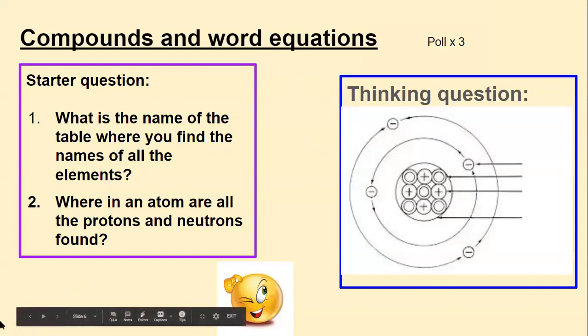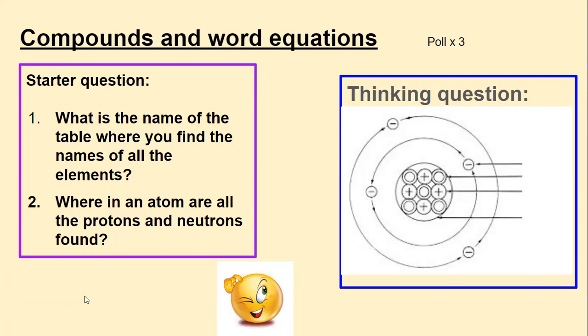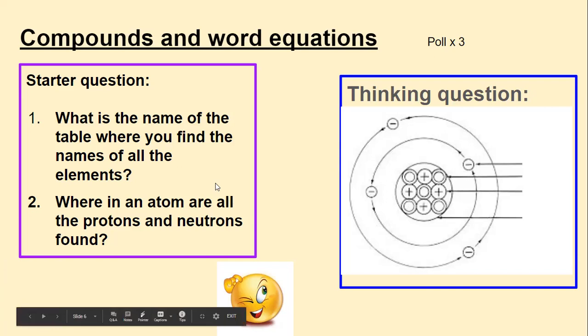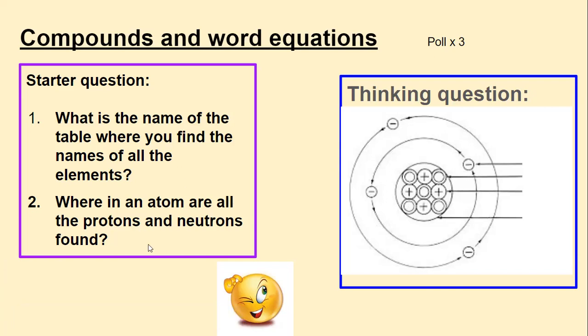In the webinar, these questions were put up as polls. If you're watching back this video, maybe you've got a piece of paper in front of you, you could just make a note down of what you think the answers are to these questions and then see if you get them right. So what is the name of the table where you find the names of all the elements? Where in an atom are all the protons and neutrons found? To give you a hint, this over here is our diagram of an atom. I'll give you 10 seconds to think about that.